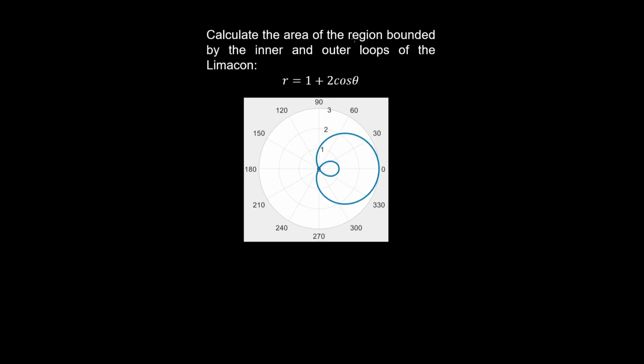Let's calculate the area of the region bounded by the inner and outer loops of the limacon. Because we're looking at one polar curve, we're going to use the area integral for a single polar curve. If we first integrate from theta equals 0 to theta equals 2 pi on 3, and we integrate r squared with respect to theta, that's going to give us the area of this top half of the curve.